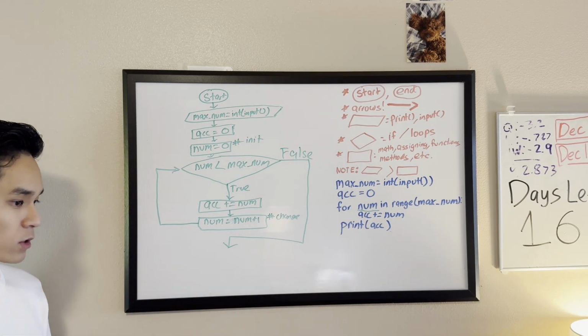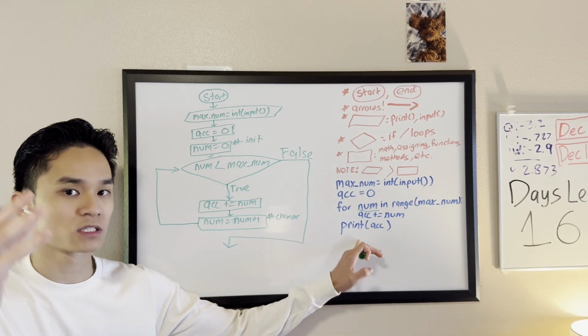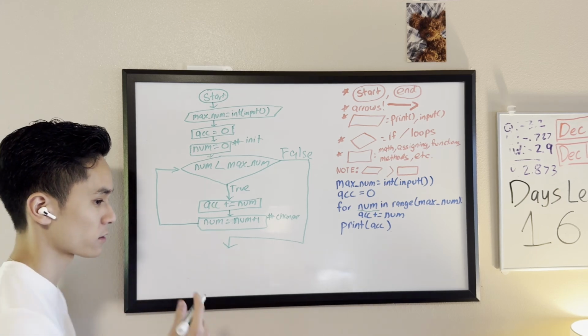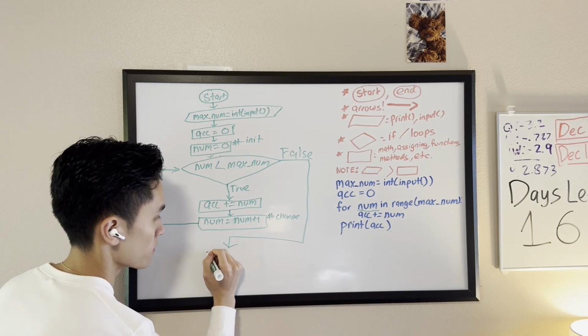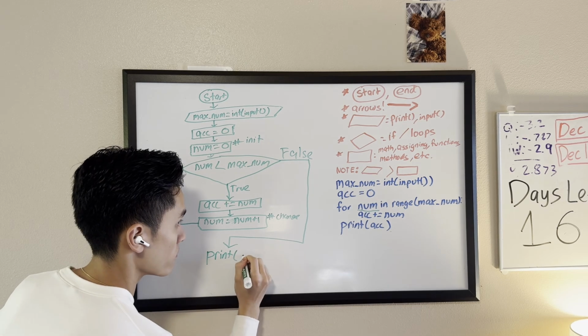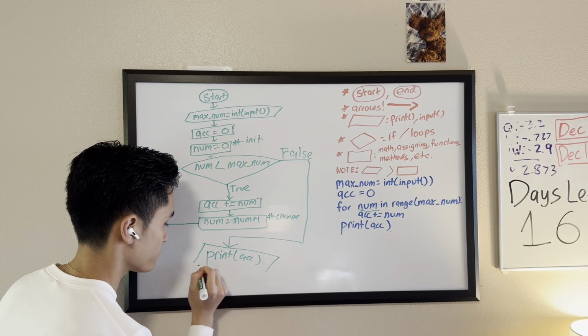All right, and once we have labeled that as false, we can now print it. And because printing is showing something to the user, it is related to the user, so this is gonna be a parallelogram. And then we draw the parallelogram.